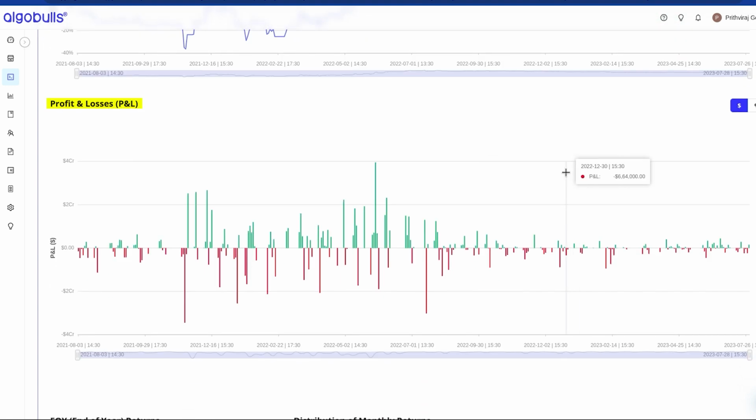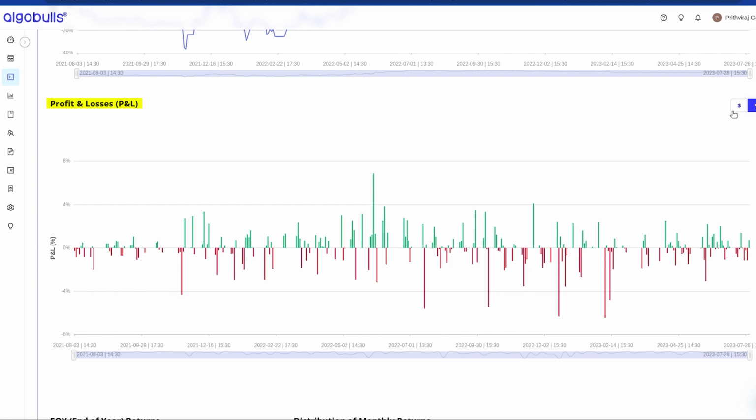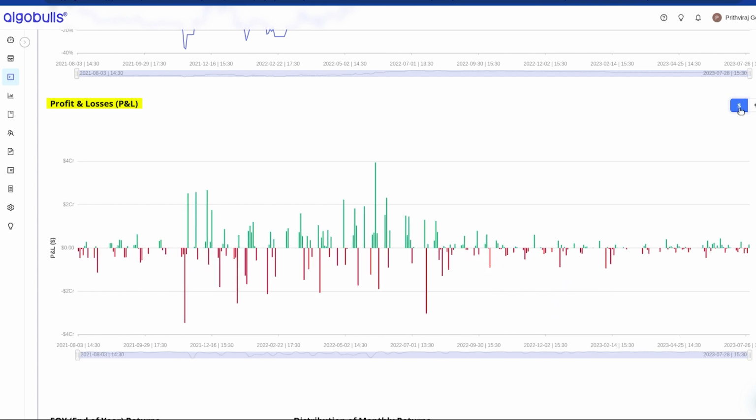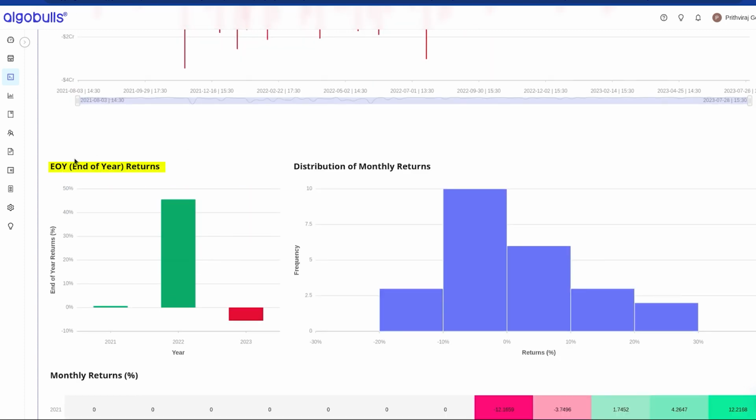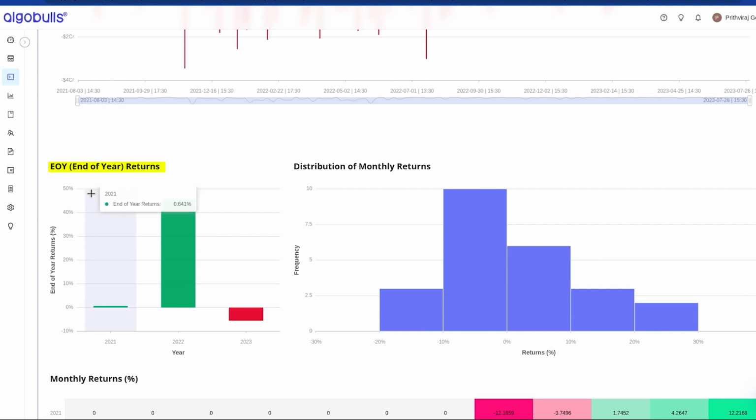Next is PnL return. This chart shows the profit or loss per trade mapped on the timeline on x-axis. We can toggle the chart to change the value in y-axis to percentage or dollar, depending on your preferred choice. On the next section, it is end of year return. The end of year return chart showcases our strategy's annual performance as a percentage. It quantifies its overall performance considering gains or losses throughout each year.